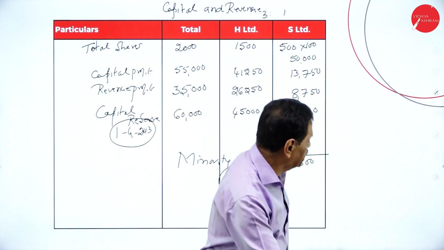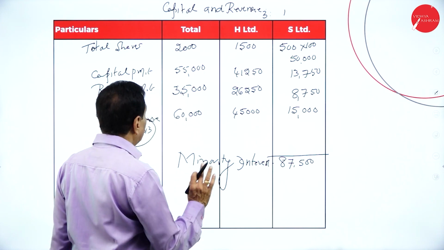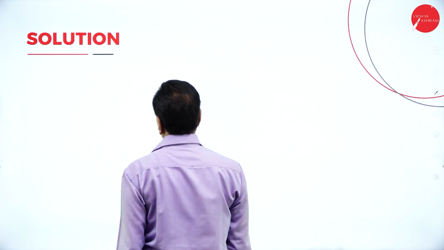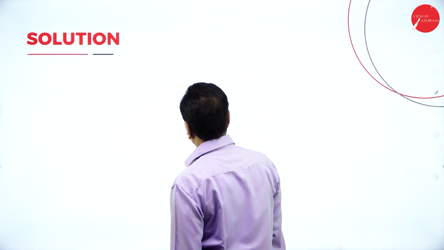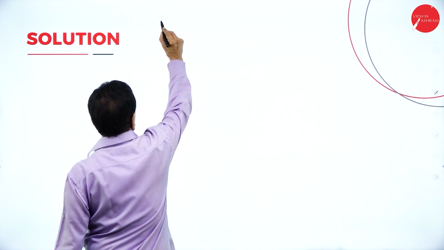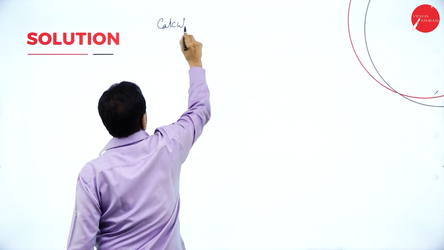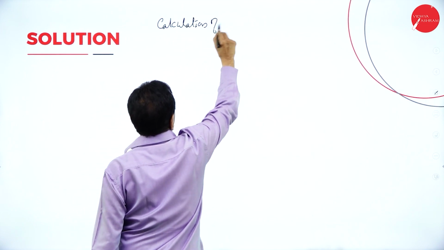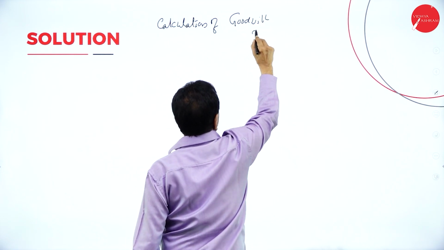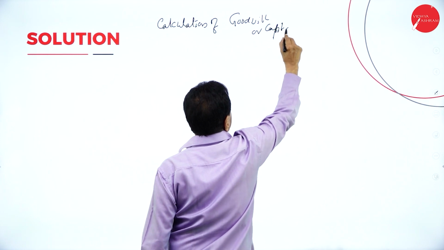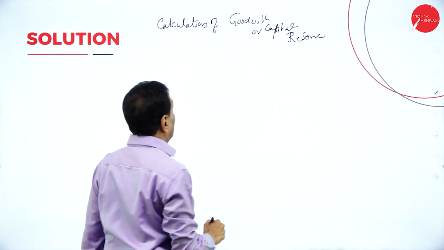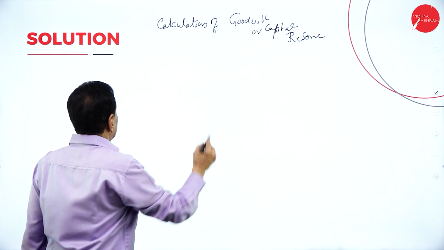We already calculated this. Once you calculate, the capital reserve is already over. Then you have to calculate minority interest, which you have already calculated. Then, calculation of goodwill or capital reserve.